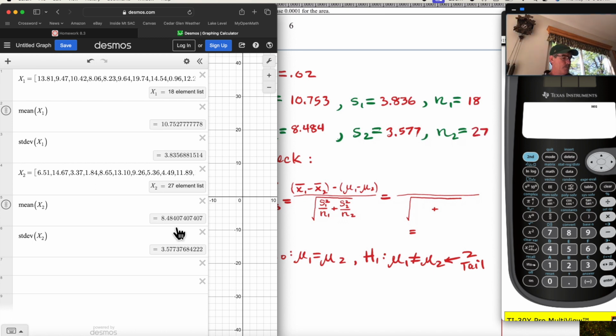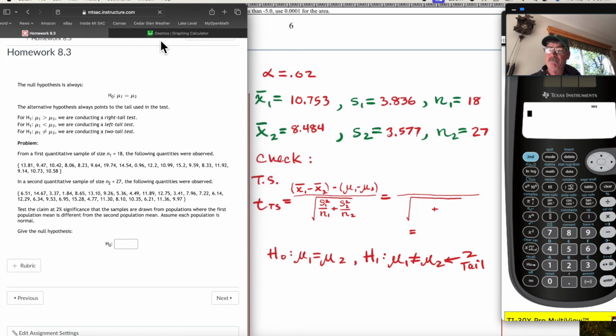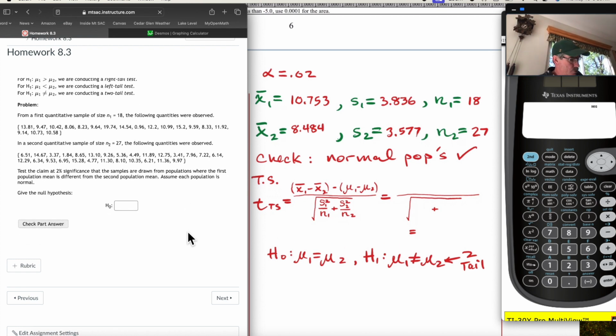Okay, we need to check, going back to the problem here. It says that each population we're sampling from is normal. So we could say normal populations, and that's all we need for the check. Okay, let's see if we can start answering some of these questions.